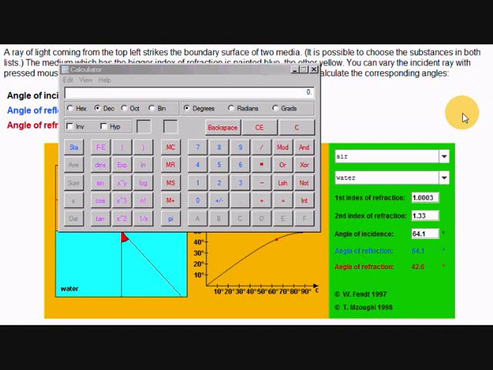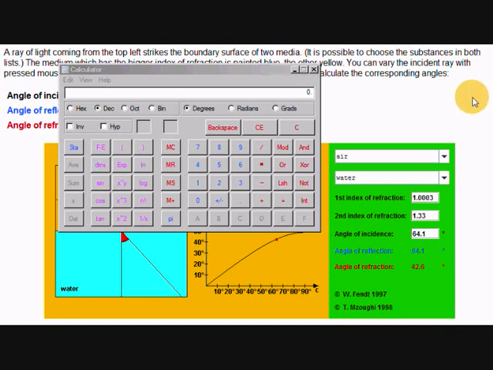Now I'm just going to confirm that Snell's law works in this case. Snell's law says that the sine of the incident angle divided by the sine of the refracted angle should be equal to the refractive index of the medium that the light is incident on. So this is 1.33. I'm just going to test that. So it's going to be sine 64.1 divided by sine 42.6, and we'll check the answer for that.